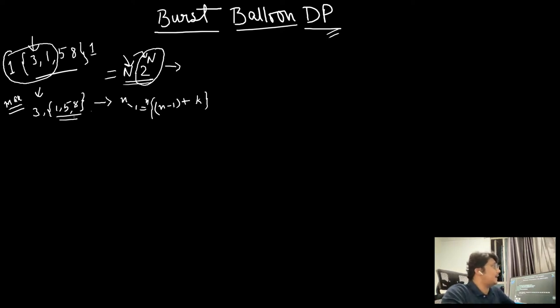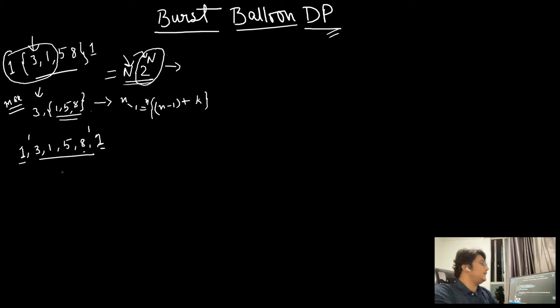Now let's see, is there another way to break down this problem so that we again get the same category of problem? So let's take the example 1, 3, 1, 5, 8, and 1. Remember that our original input is from here to here, only this part. We have added two other ones just to simplify the problem, because if you pop the balloon at the end point, there is no other balloon on the right side, so that's why we added this sentinel balloon.